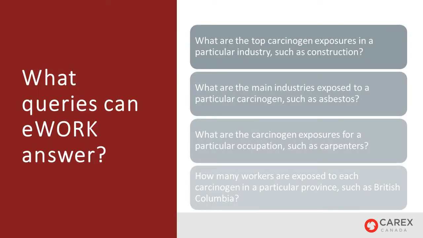It can answer queries such as, what are the top carcinogen exposures in a particular industry, such as construction? What are the main industries exposed to a particular carcinogen, such as asbestos? What are the carcinogen exposures for a particular occupation, such as carpenters? And how many workers are exposed to each carcinogen in a particular province, such as British Columbia? Over the next few minutes, I'll walk you through eWORK Online and its features.